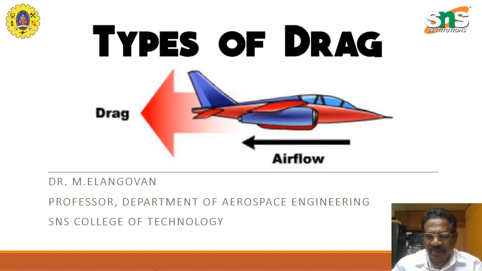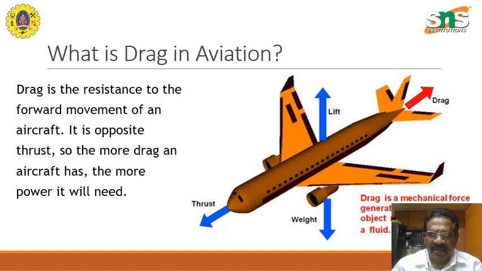So today's class we are going to look at the different types of drag. Let's see what a drag is and then we'll go ahead. Drag in aviation is the resistance to the forward movement of the aircraft. The forward movement of the aircraft is done by the thrust, so drag opposes the thrust.